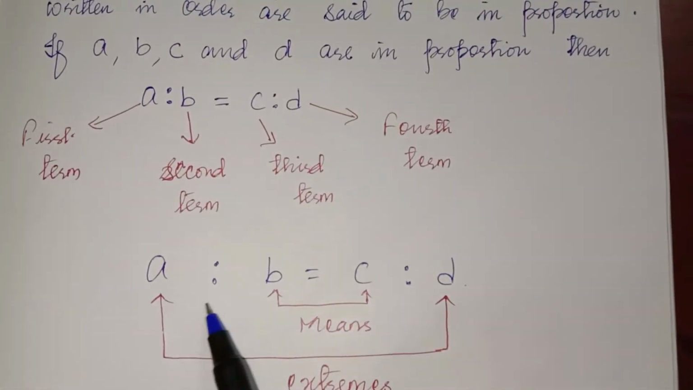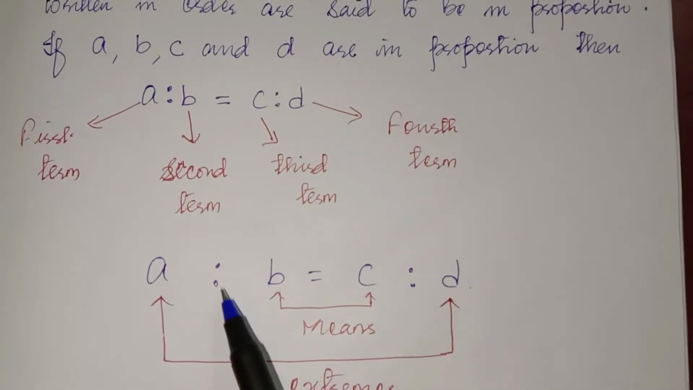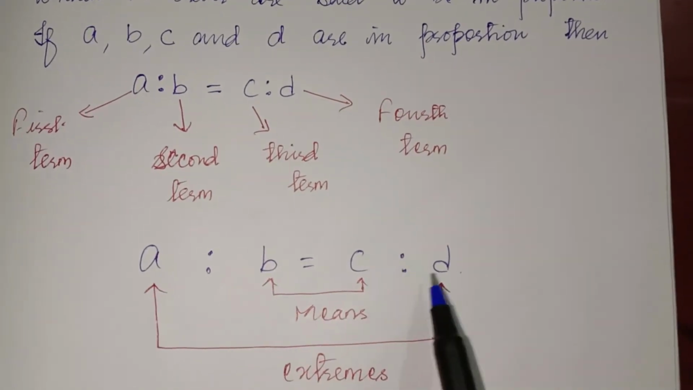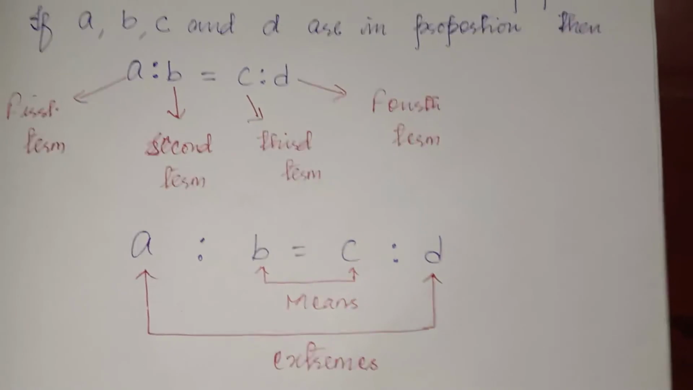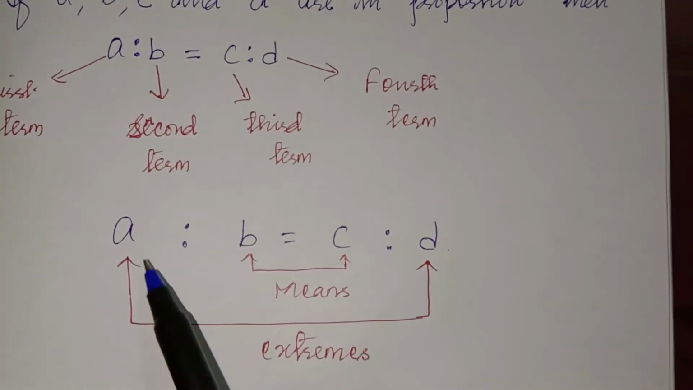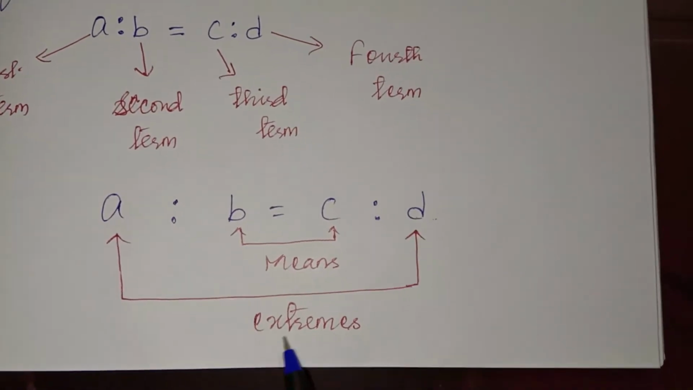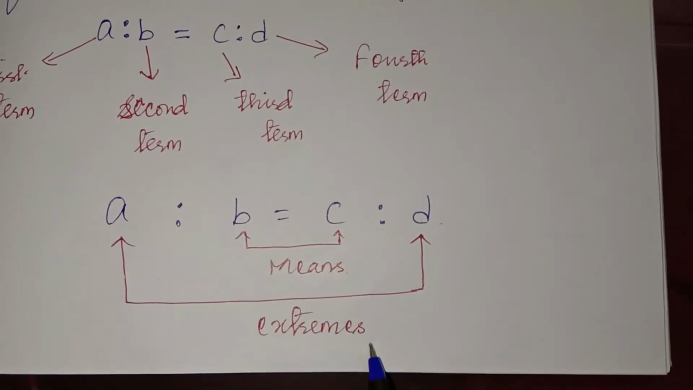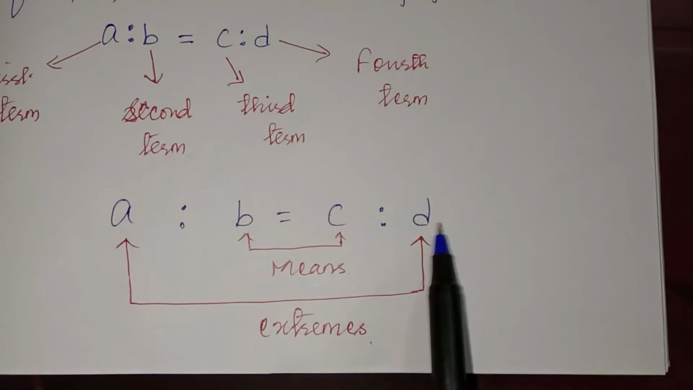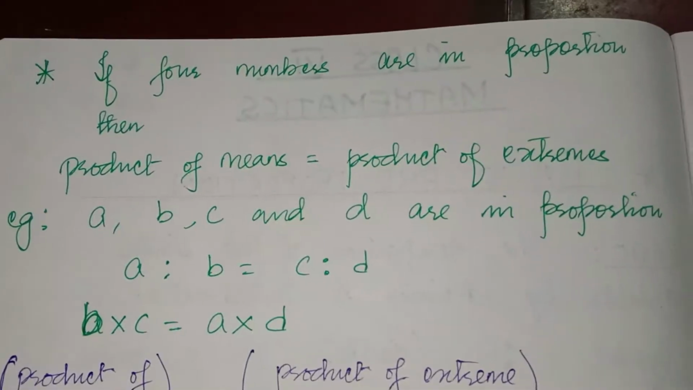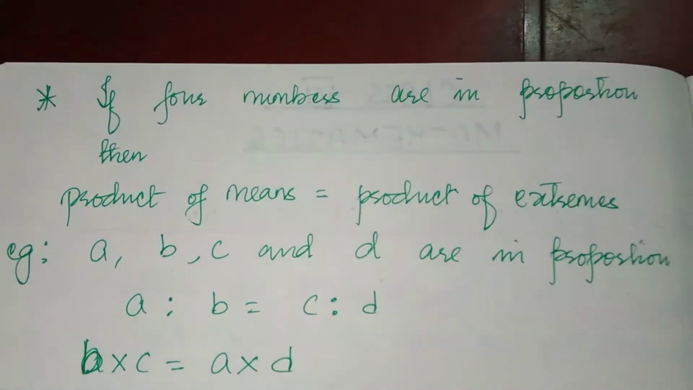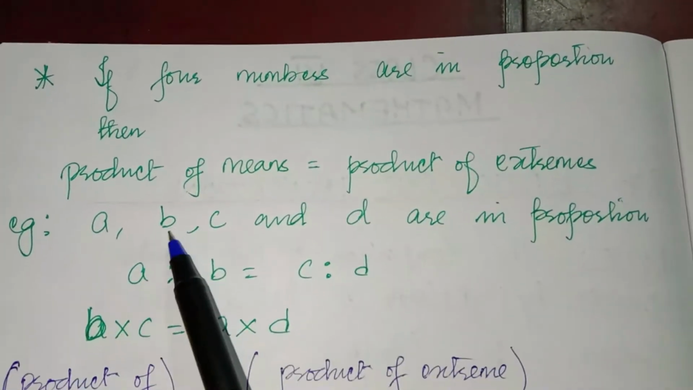Now we write proportion like this: A is to B is equal to C is to D. The middle two numbers are called the means, and the two at the extreme ends are called the extremes. This is means, and these are extremes.